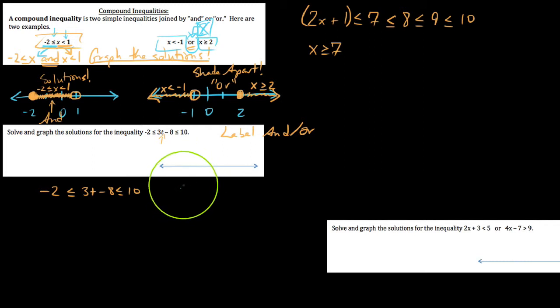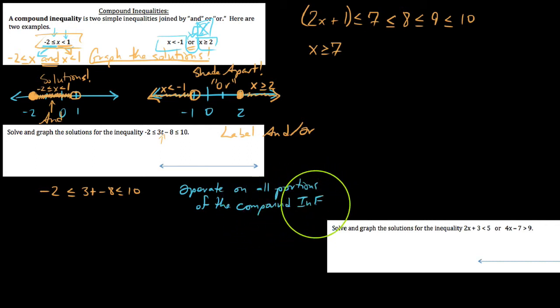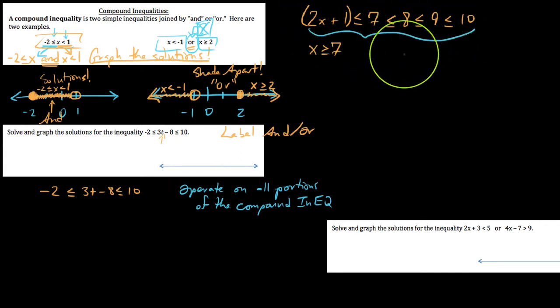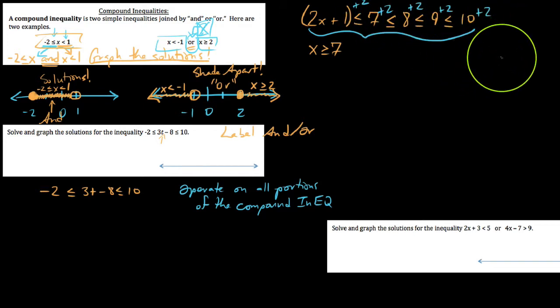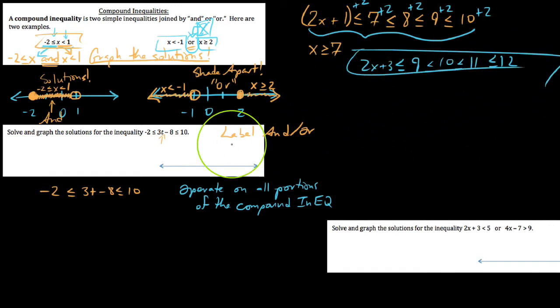What we're going to do is operate on all portions of the compound inequality. The reason why is because recall, in one of our previous videos we said you could add the same thing to everybody and still maintain equality. Then up here we would have seen something like this. We would have said 12 less than or equal to 9 plus 2 is 11, less than or equal to 10, less than or equal to 9, 7 plus 2 is 9, less than or equal to 2x plus 1 plus 2 is 2x plus 3. And so we would still have an equivalent sentence. So in this case, we can just do this.